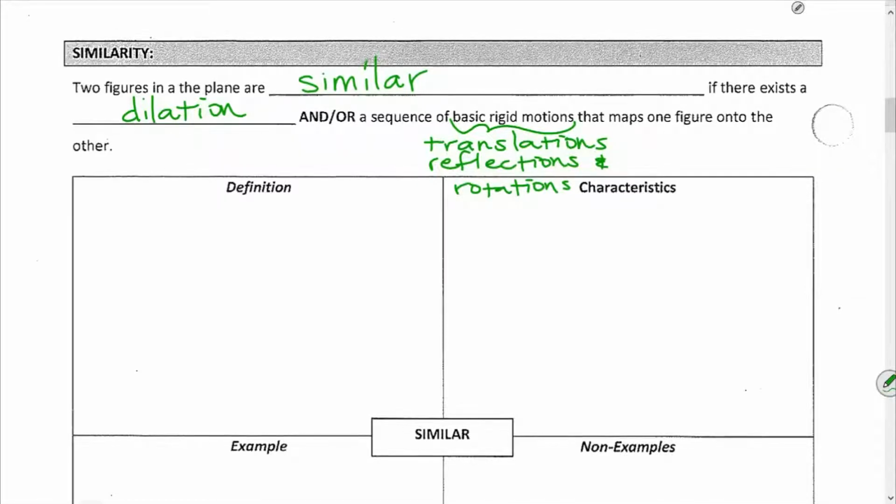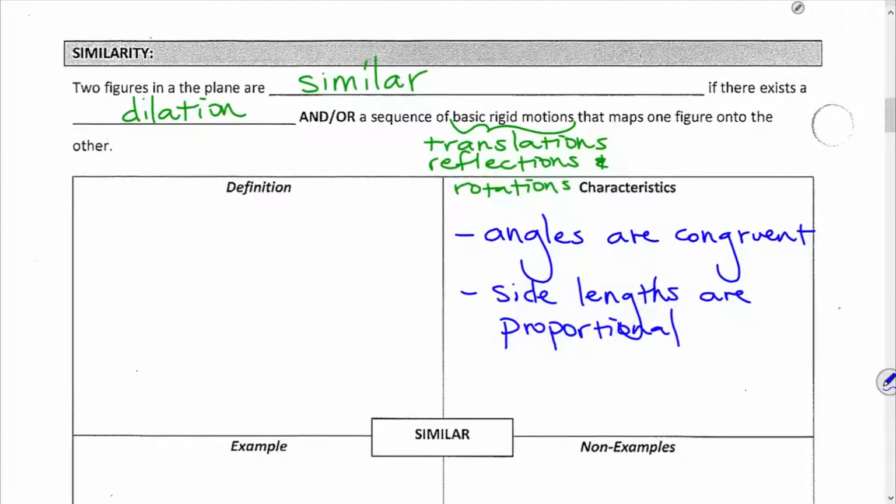So, some of the characteristics of similarity that I want to point out is that when you use dilations and rigid motions, one thing that happens is that angles will stay congruent. The next thing is that side lengths, with rigid motions, stay the exact same length, but with dilations, we've learned that they're proportional. So if you're using a dilation, then one characteristic of similarity is that your side lengths are proportional.